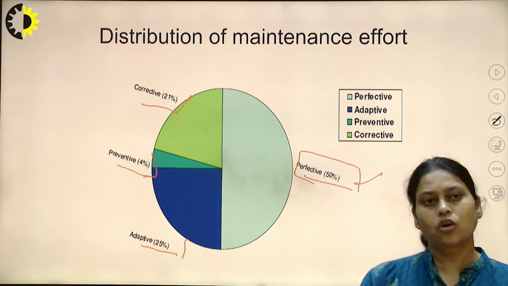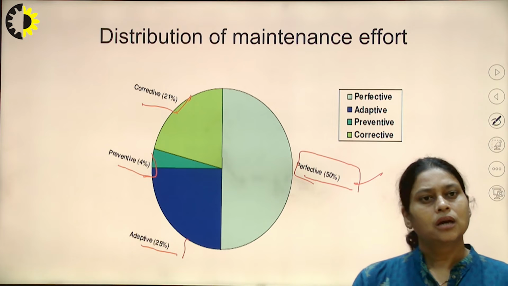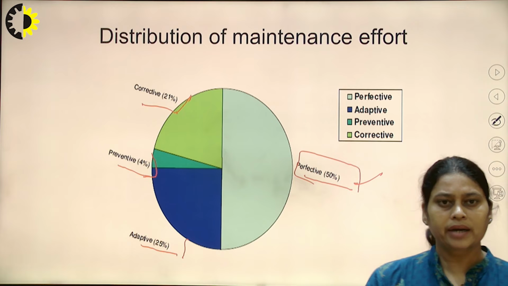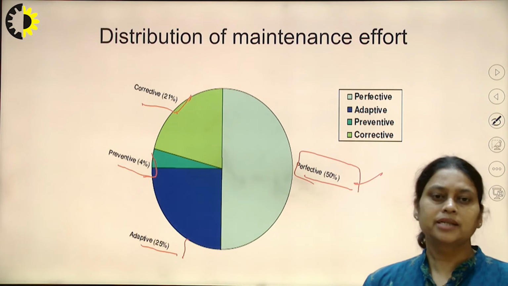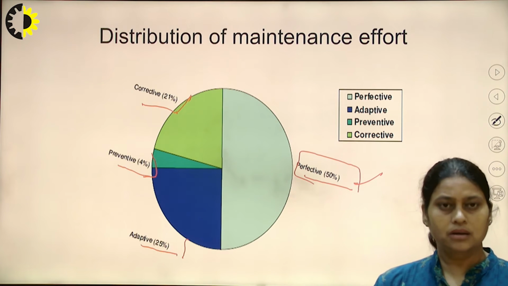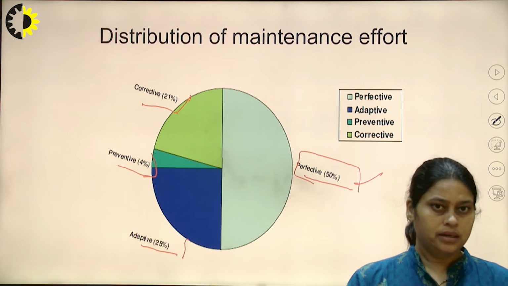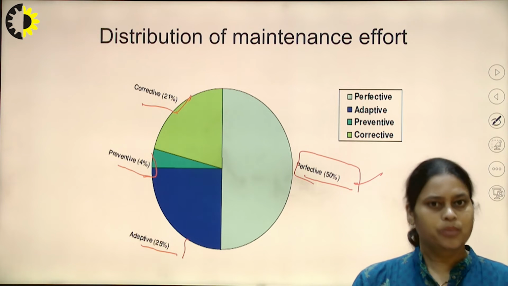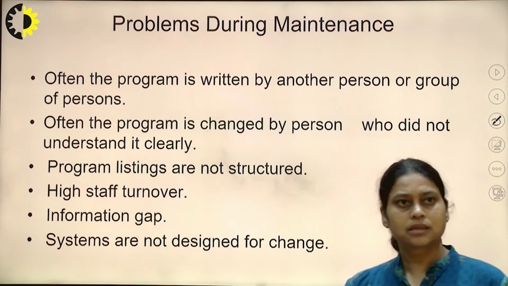So 50% of the whole software maintenance effort is going to perfective maintenance, where we have to continuously upgrade or add some functionality in the existing software as per the requirements of daily needs, or as per technology change, we continuously upgrade the software. So this comes under perfective maintenance.